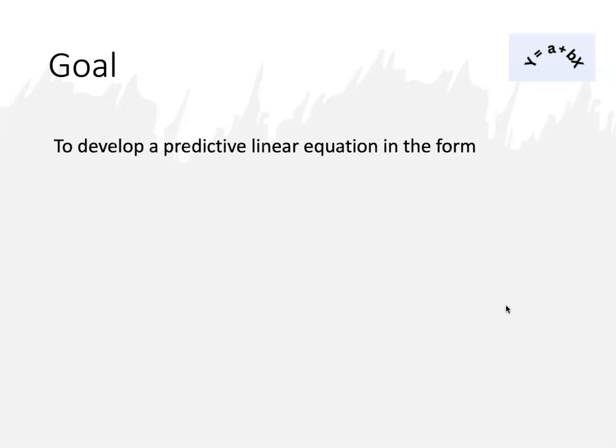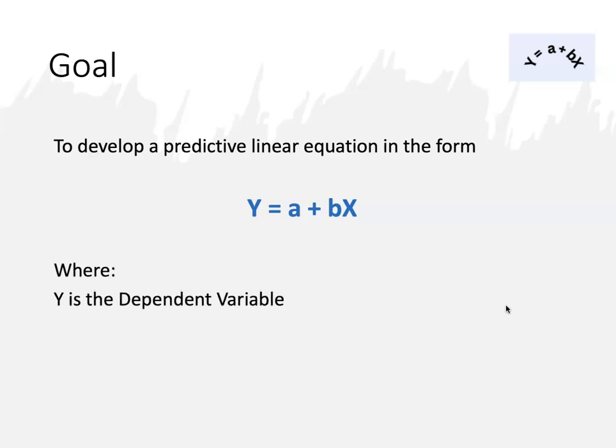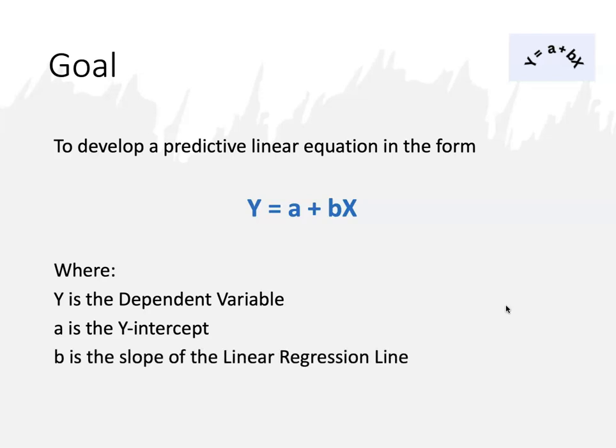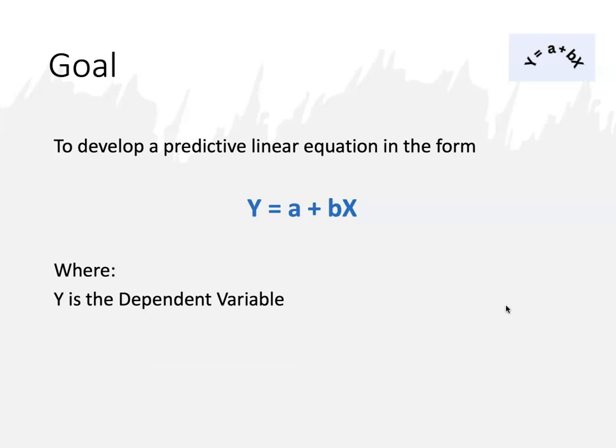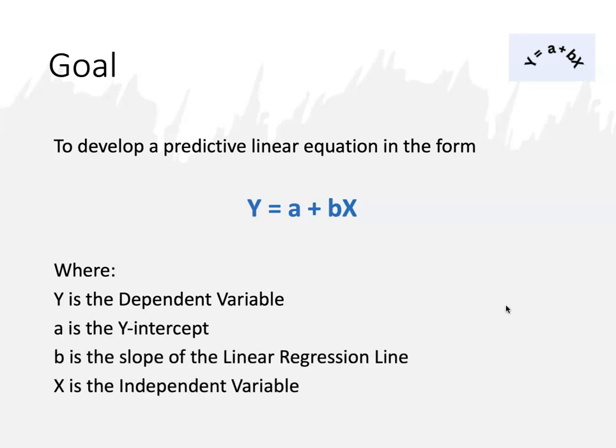So the goal in regression is to develop what we call a predictive equation, actually a linear equation, in the form y equal a plus bx, where y is what we call the dependent variable. That's the one that we want to predict, the one we want to learn more about. A is the y-intercept. That's where the line touches the y-axis. B is the slope of the regression line. And x is the independent variable. That's the one that we're using to do our prediction.